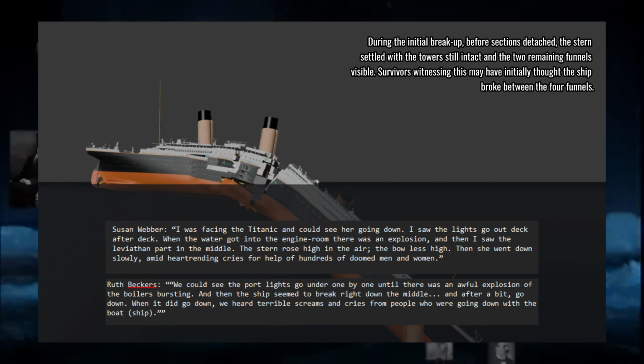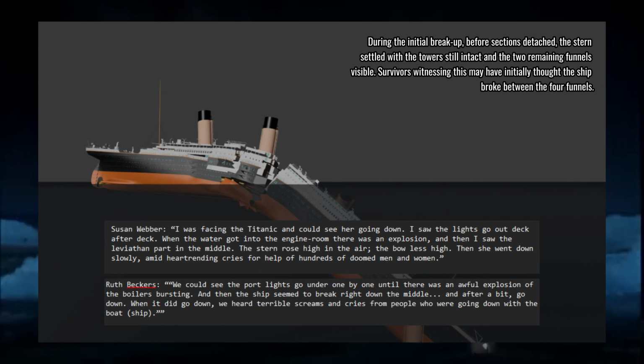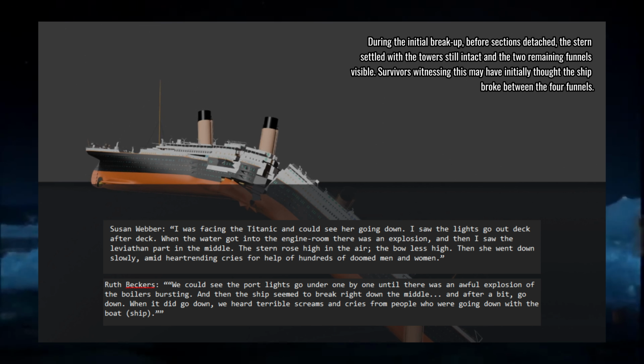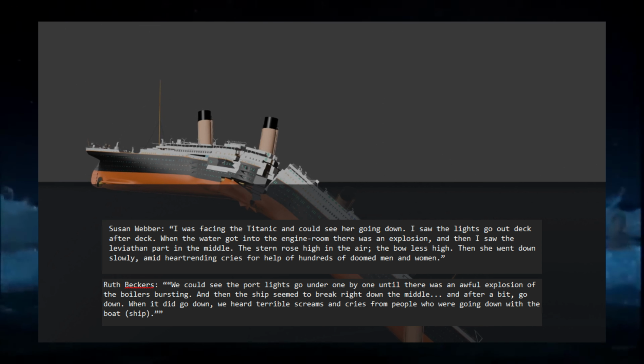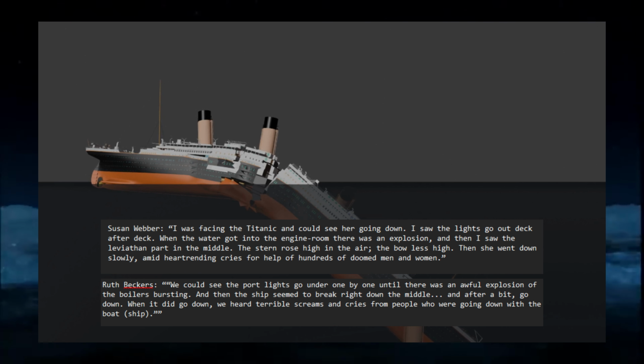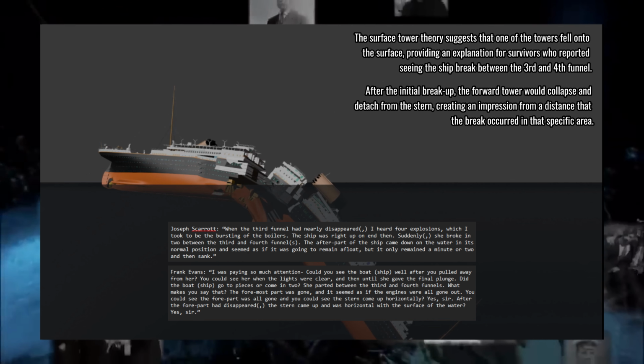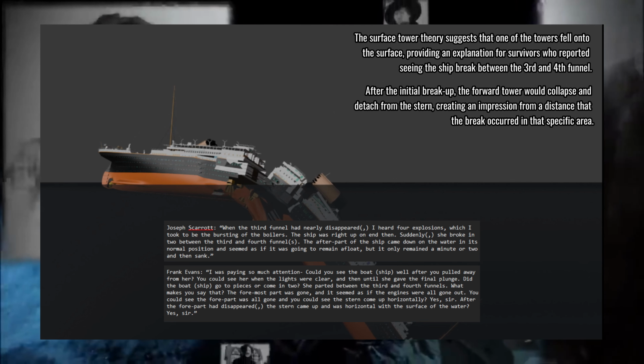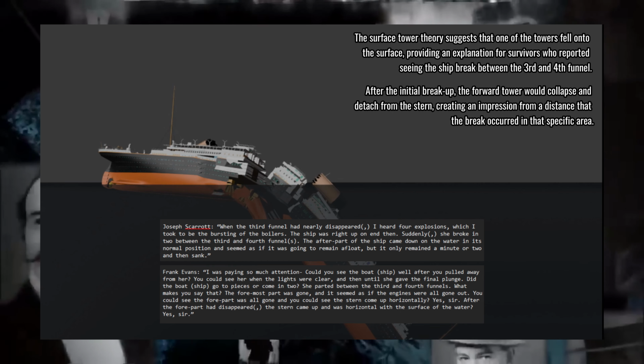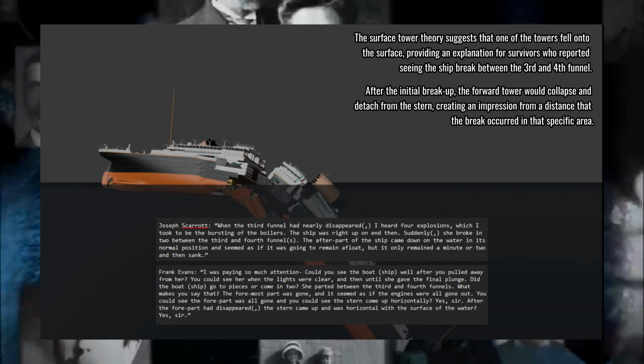The survivors who saw the ship break amidships would have witnessed the initial breakup. The initial breakup is when the ship broke in the middle, which explains the majority of testimonies seeing the ship break between her four funnels or in the middle. And those who saw the ship break between the last two funnels could relate to the surface tower theory, as that section appeared to break off from the stern, or the forward tower, per se. This creates an illusion to make it appear it broke between the third and fourth funnels.